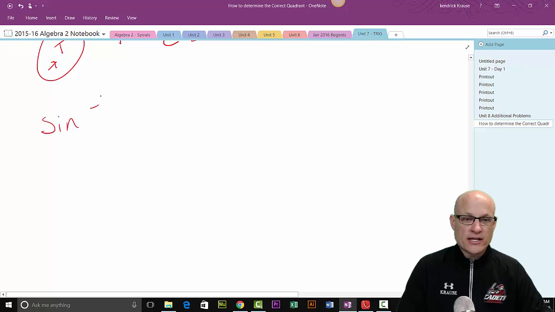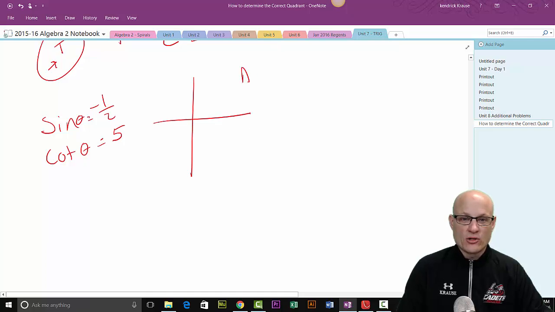Sine of theta equals negative a half. Cotangent of theta equals 5. Okay. Sine is negative. All students take calculus. Pause it if you want to try it on your own. Sine is negative down here. It's always positive here, and sine's positive here. So it's got to be negative down here and here.